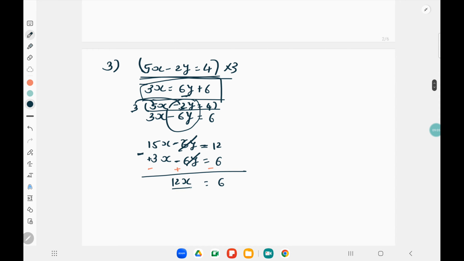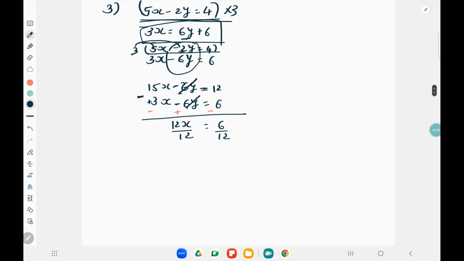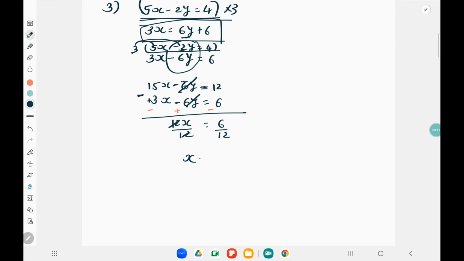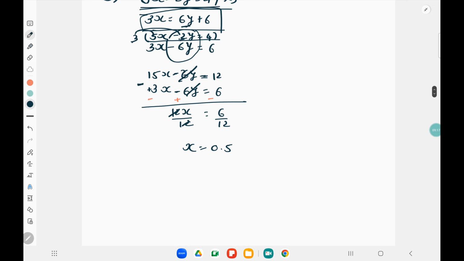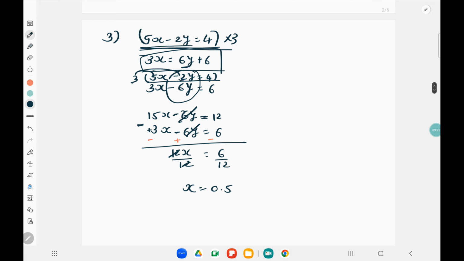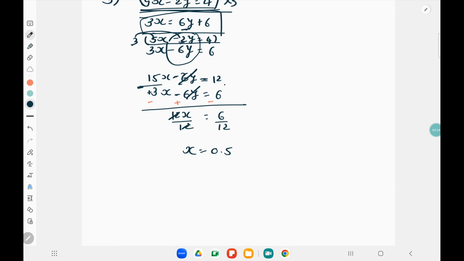Now let's get rid of this 12, so divide both sides by 12. Here 12 cancels down, and x equals 6 divided by 12, which is 0.5. Now with the x value, we plug it into any one equation. You can go back to the original first equation or second, or the new one, either one. Wherever you place the x value, they all give you the same value of y. I choose this second equation, 3x, so 3 times 0.5 minus 6y equals 6. 3 times 0.5 gives us 1.5.